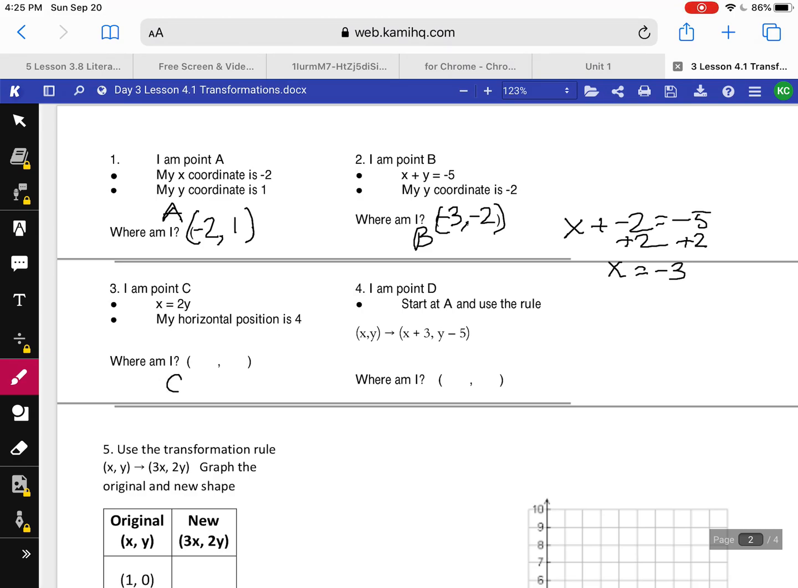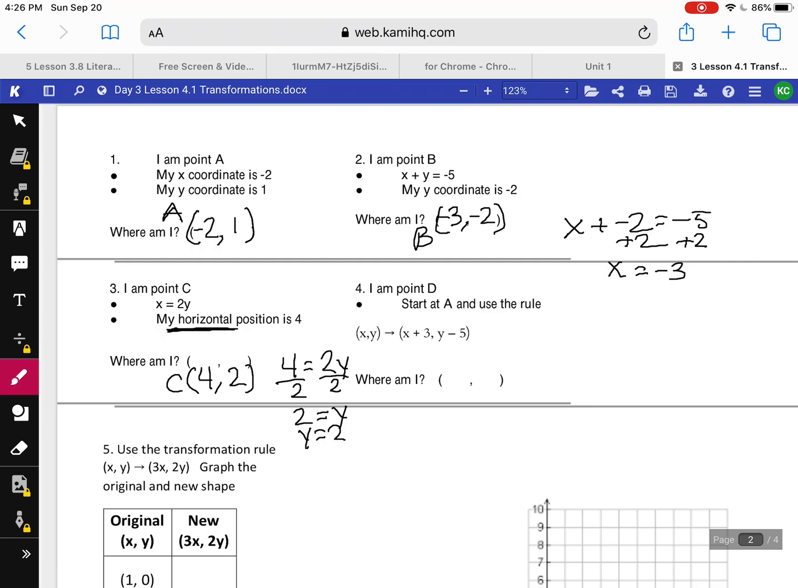For number 3, I am point C. X equals 2y. My horizontal position is 4, telling me the X location. If X is 4, then 4 equals 2y, so 2 is equal to y, or y is equal to 2. So C is 4, 2.